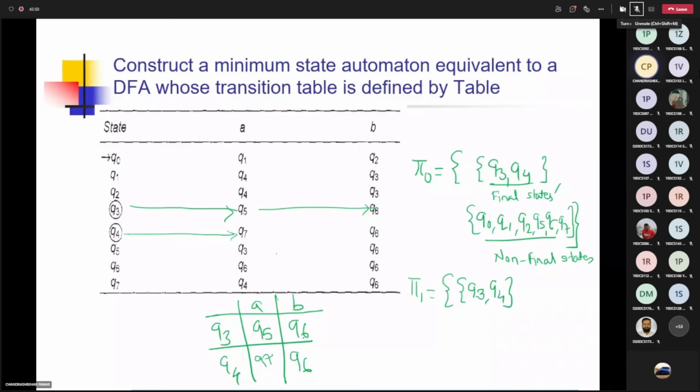Why? Because 5 and 7 are within one set, and 6, 6 is within one set. So Q3 and Q4 are still equivalent, and now we have to check whether Q0 is equivalent with Q1, Q2: Q0 with Q1 or not, Q0 with Q2 or not, Q0 with Q5 or not, Q0 with Q6 or not, and similarly for Q7.